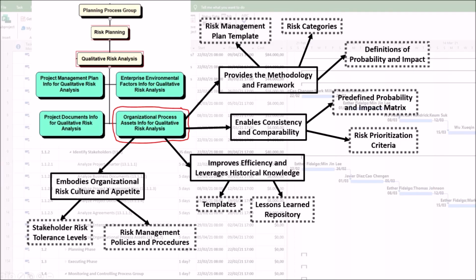Second, stakeholder risk tolerance levels. Understanding the organization's and key stakeholders' appetite for risk, or what level of risk is acceptable, is embedded in organizational process assets. This tolerance directly influences the design of the probability impact matrix and the thresholds for risk responses.